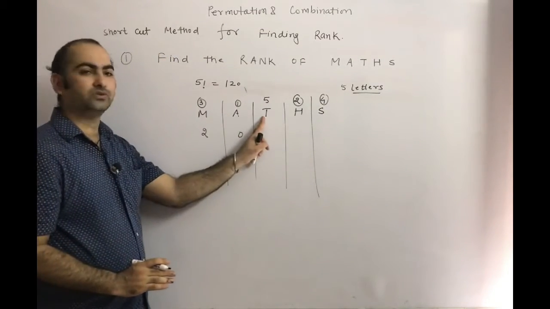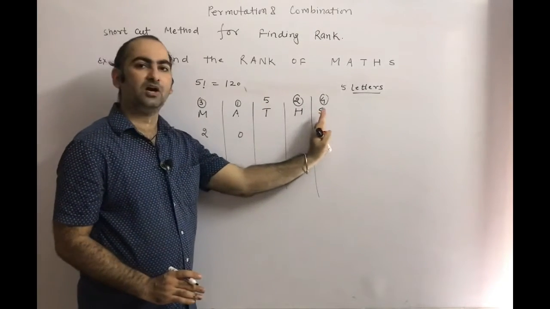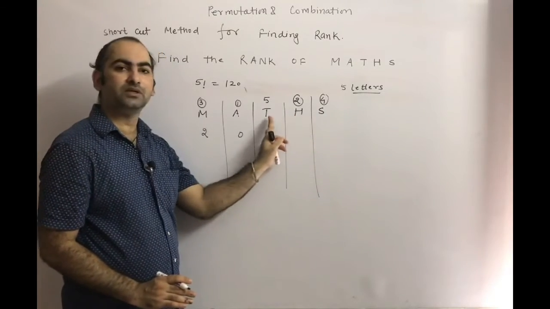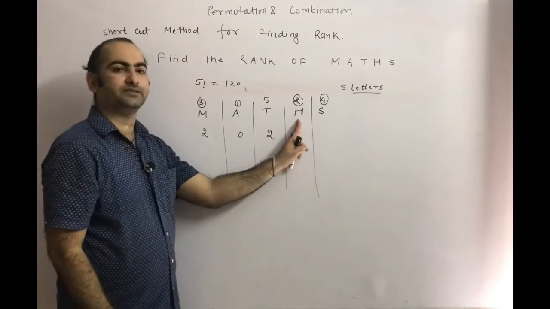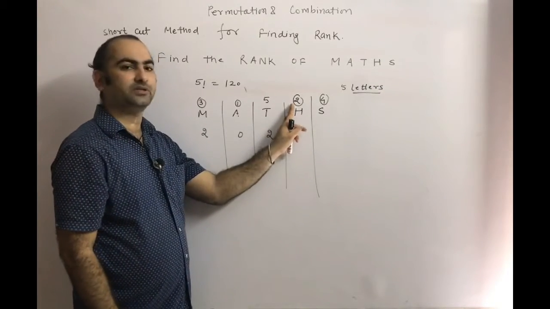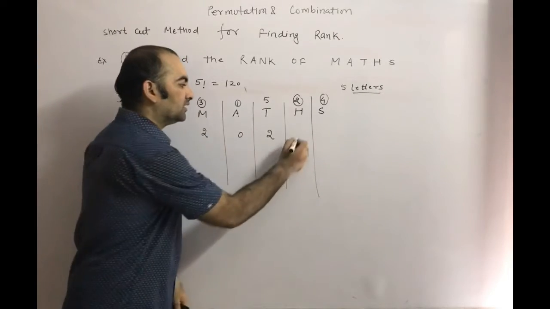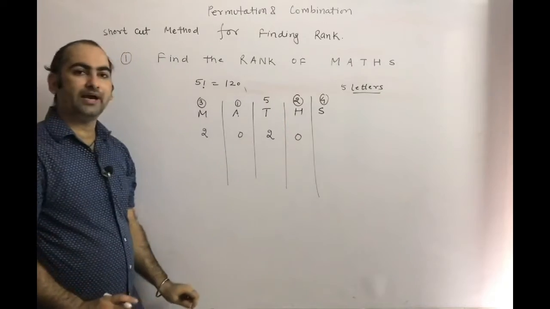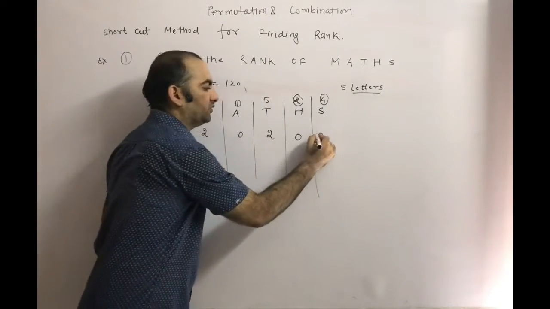Next is T. The position of T is fifth. Above 5 on the right hand side, how many letters are there? H and S both are above T, so 2 will come. Similarly H. H is in the second position. Above H on the right hand side, how many letters are there? That is 0. H is below 2, correct? So S will not come. Similarly for S, 0 will come.